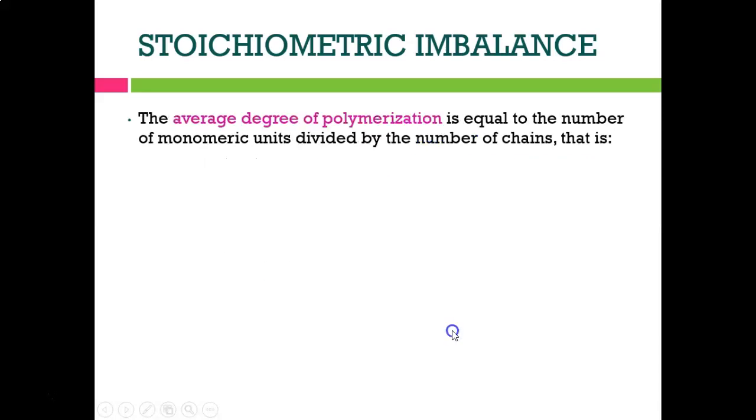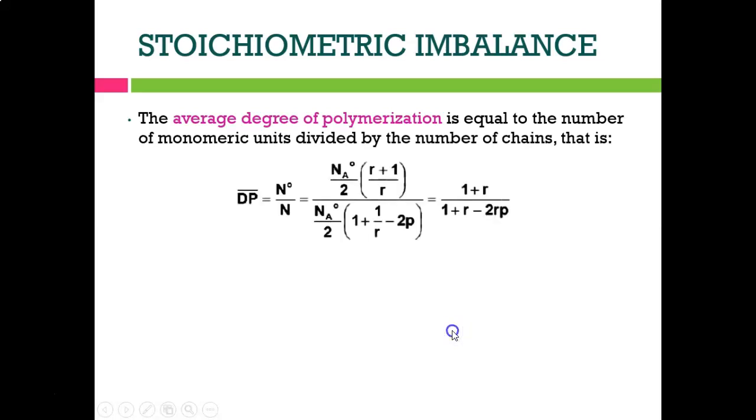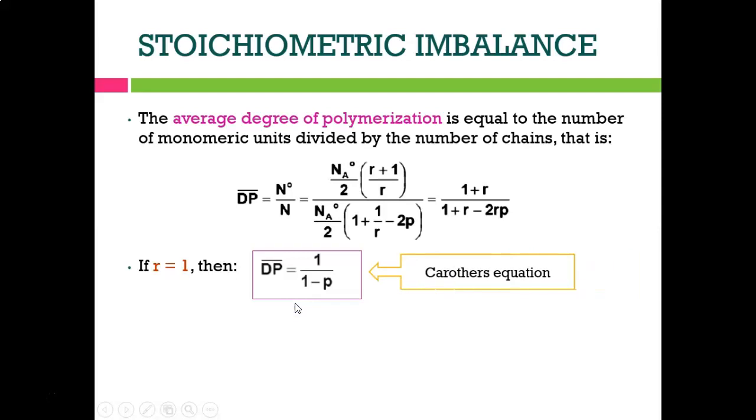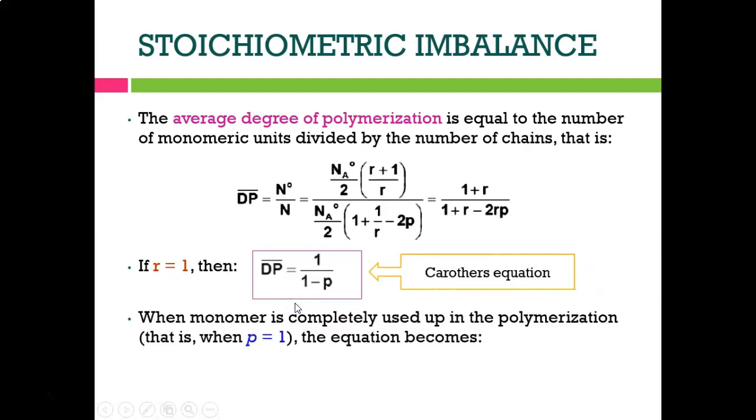So the most important equation is dP. We get dP equal to 1 minus p if r equal to 1. This is the final equation, representing the characteristic equation. And when monomer is completely used up in the polymerization, that is when p equal to 1, which is 100%, the equation becomes dP equal to 1 plus r divided by 1 minus r.